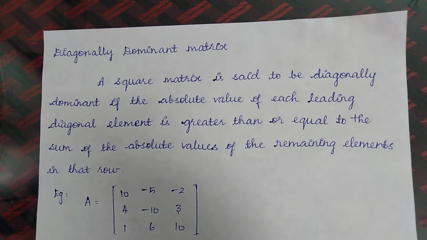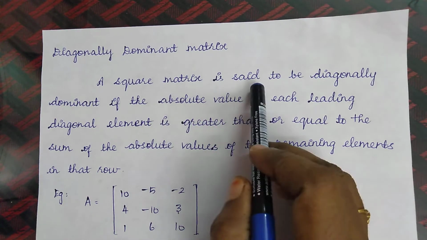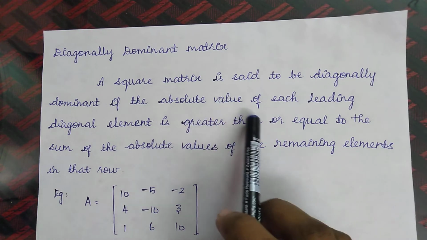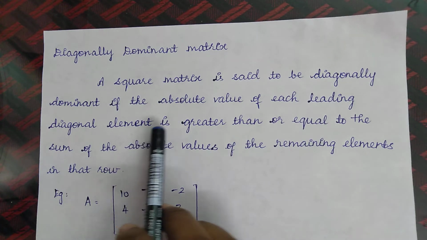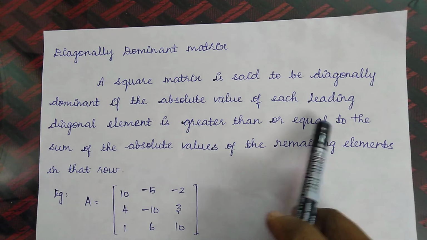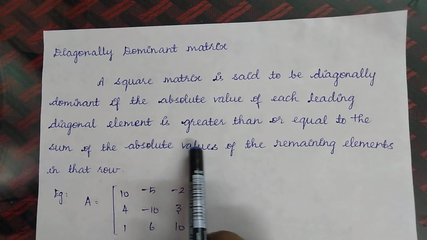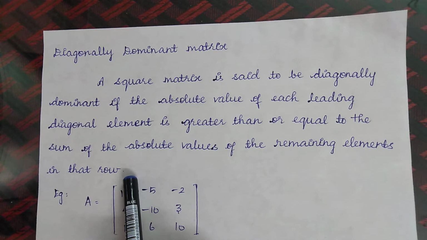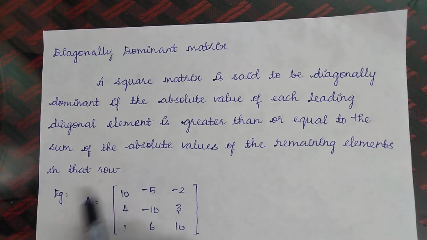Look at the definition. A square matrix is said to be diagonally dominant if the absolute value of each leading diagonal element is greater than or equal to the sum of the absolute values of the remaining elements in that row. So when can we say that a square matrix is a diagonally dominant matrix? Look at the example.